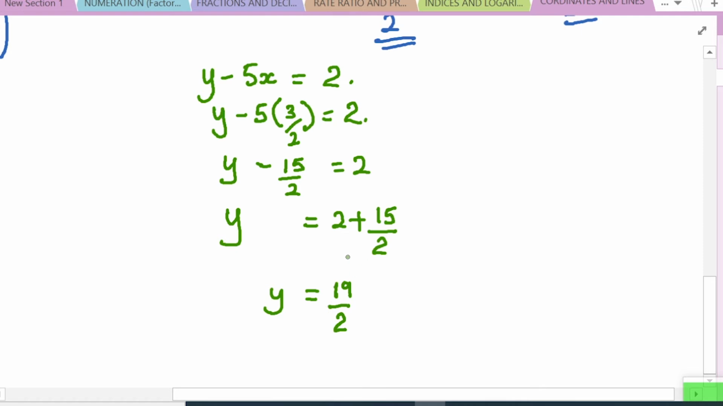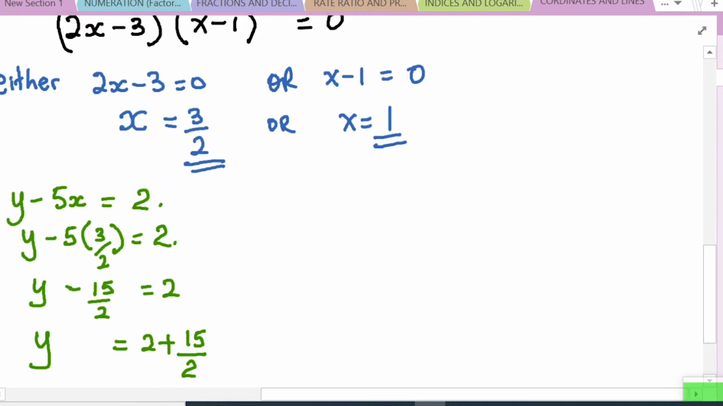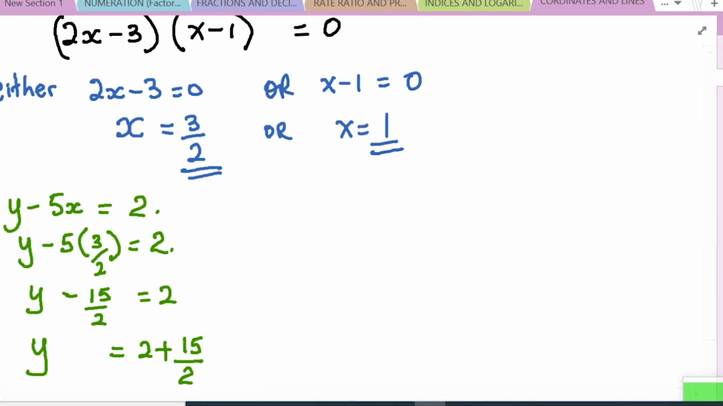So what does that mean? It means that the first point of intersection here is that when the value of x is 3/2, our value of y is 19/2. That's the first point of intersection. Then the other point is when x is 1.